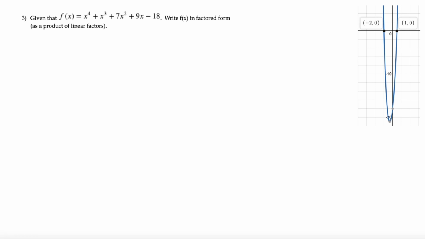I have x to the 4th plus x cubed plus 7x squared plus 9x minus 18. Put it in factored form. When I graph it, I do see, happy day, that I have two real solutions. I'm looking for four solutions. Therefore, since I only see two and I know that they're going directly through the graph, there will be an odd multiplicity for each one.